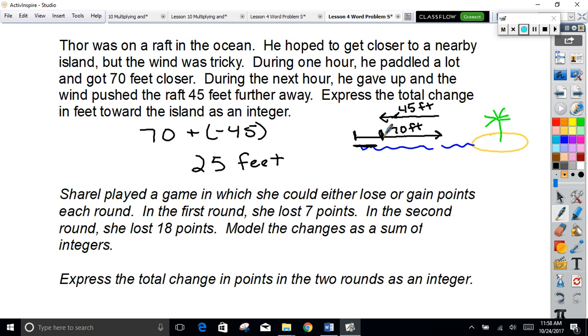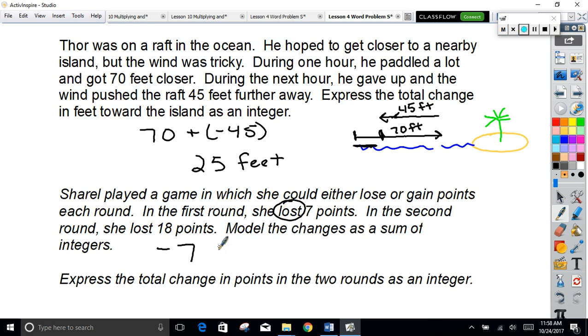All right, last problem. Sherelle played a game in which she could either lose or gain points each round. In the first round, she lost 7 points. In the second round, she lost 18 points. Model the changes as a sum of integers. Mackenzie. Do you want me to write the equation first? Negative 7. How do you know that that's negative 7? Because she lost 7 points. Good. She lost 7 points up here. And then you'd have to add them, so it'd be plus negative 18.